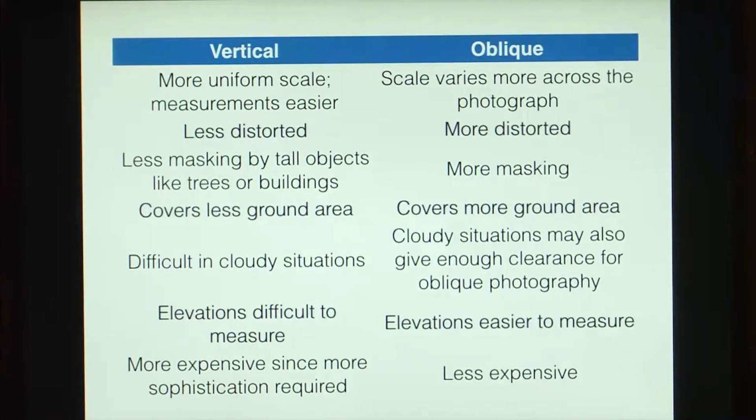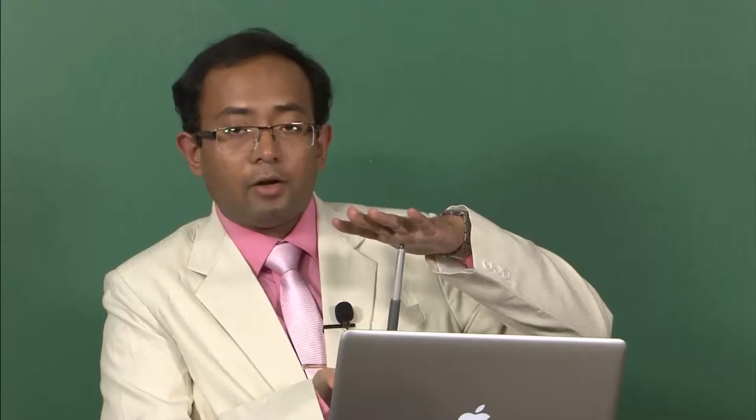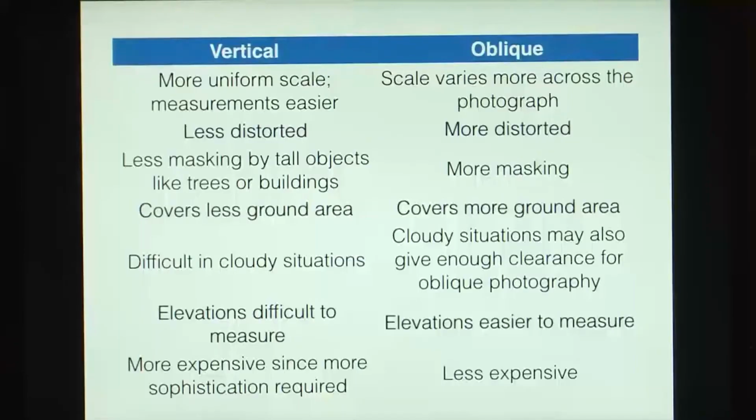Vertical photography is much more expensive because it is much more sophisticated. You need to keep your axis perpendicular to the ground or at 90 degrees at all times, but in the case of oblique photographs it is less sophisticated and so it is less expensive.